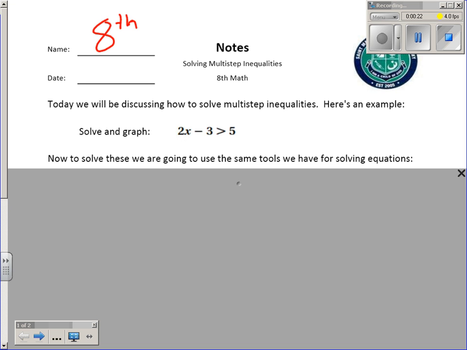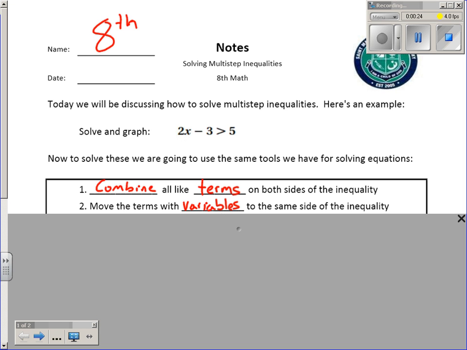First one, combine all the like terms on both sides of the inequality. You may not have to do that because there may not be any like terms on the same side of the inequality. So, like in this example up here, on the left side there's no like terms, on the right side there's no like terms. Now, one thing to remember is you only combine like terms if they're on the same side. So like -3 and 5 up here, those would be considered like terms, but because they're on opposite sides of the inequality sign, you can't combine them.